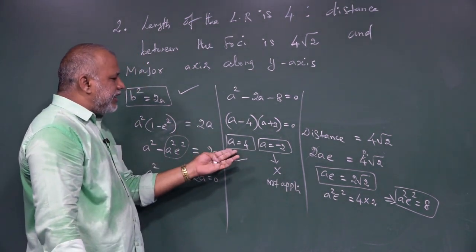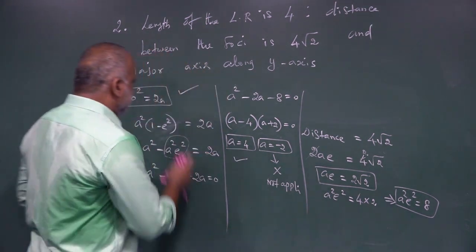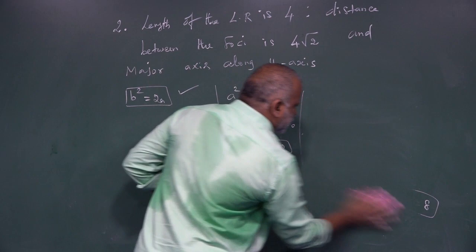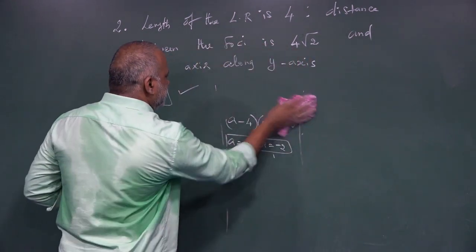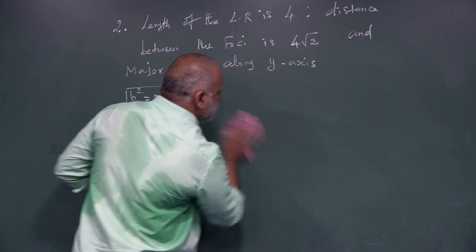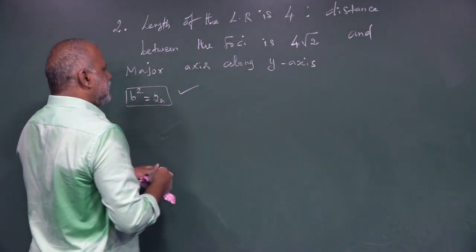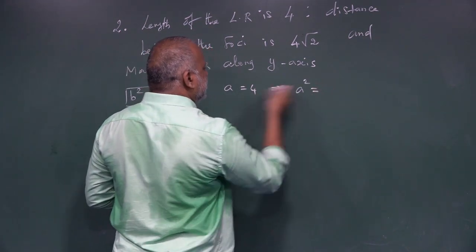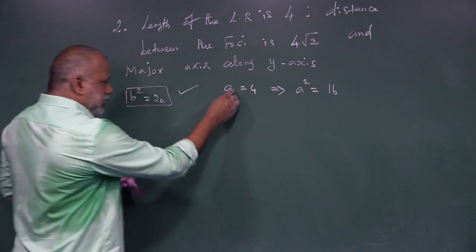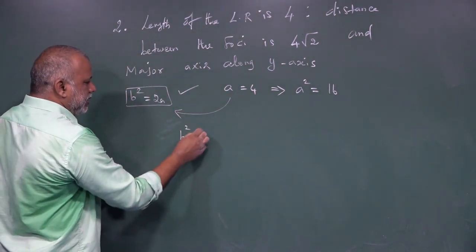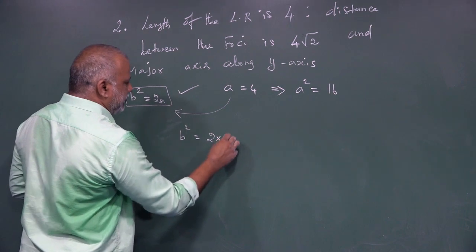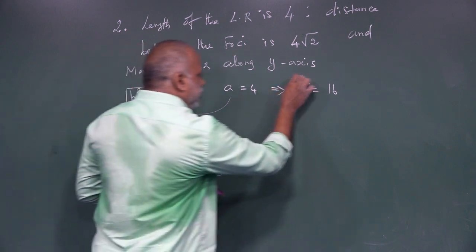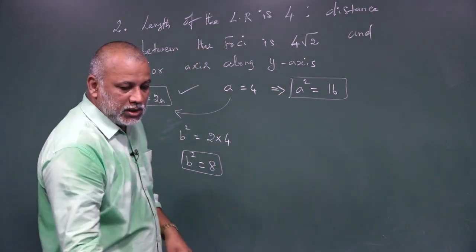Just listen. After finding the value of A, we need A squared. Just carefully work out the given logic. See, A equal to 4, we just worked out. After that, we need A squared only. By the standard equation, A squared equal to 16. Substitute this A here, then we get B squared equal to 2 times the value of A, which is 4. 4 twos are 8. So we have already worked out A squared and B squared also.